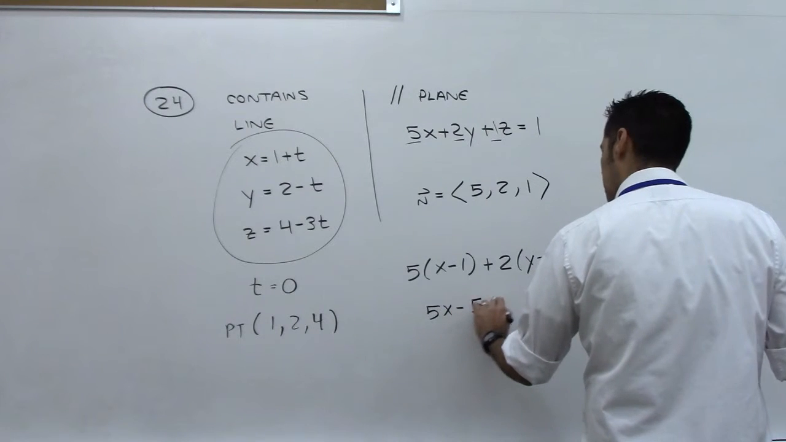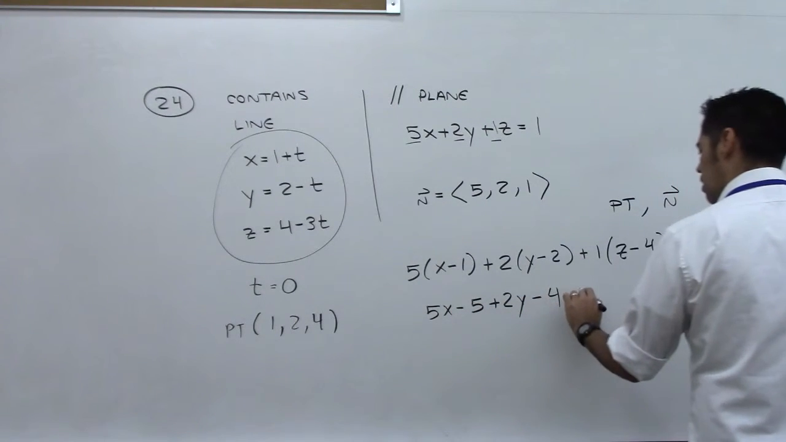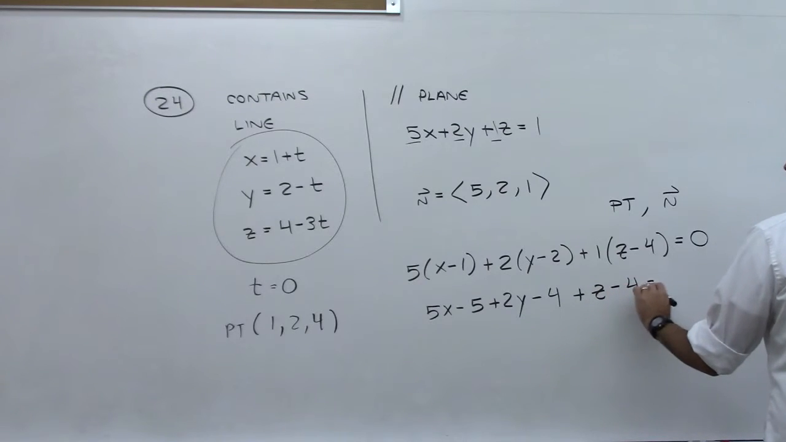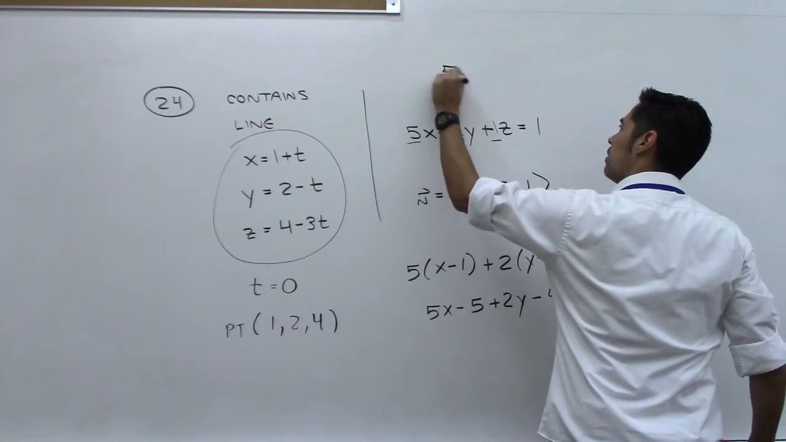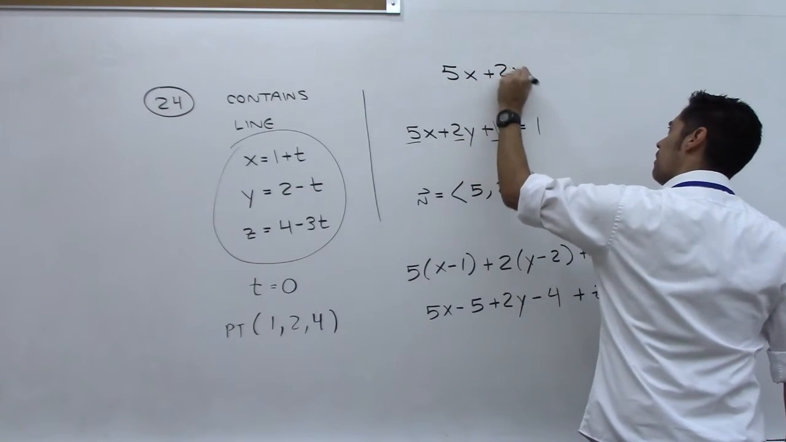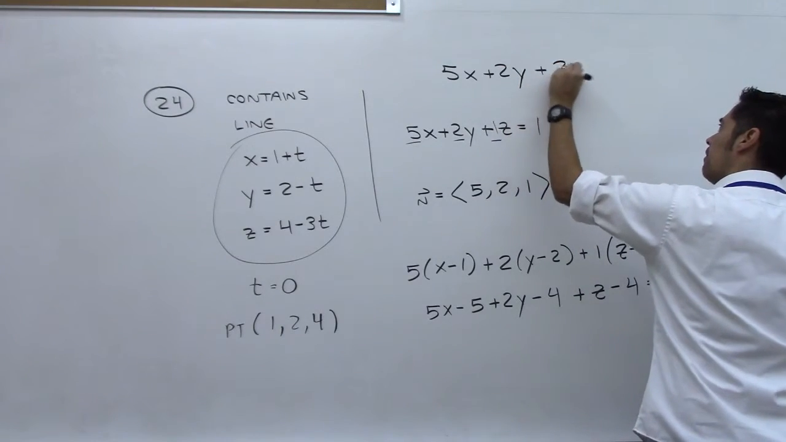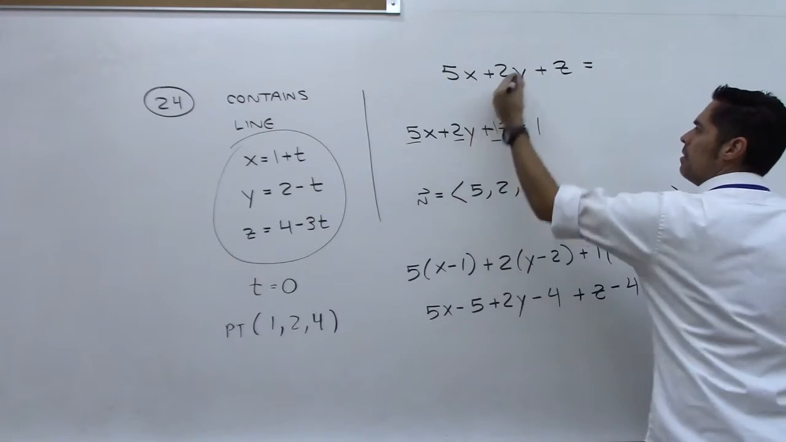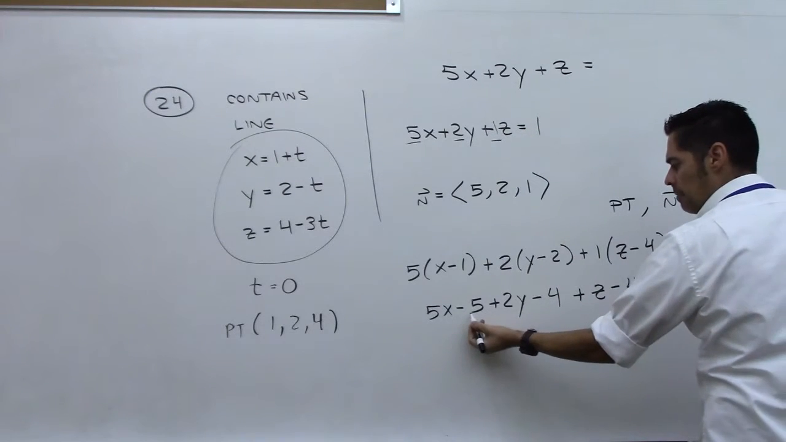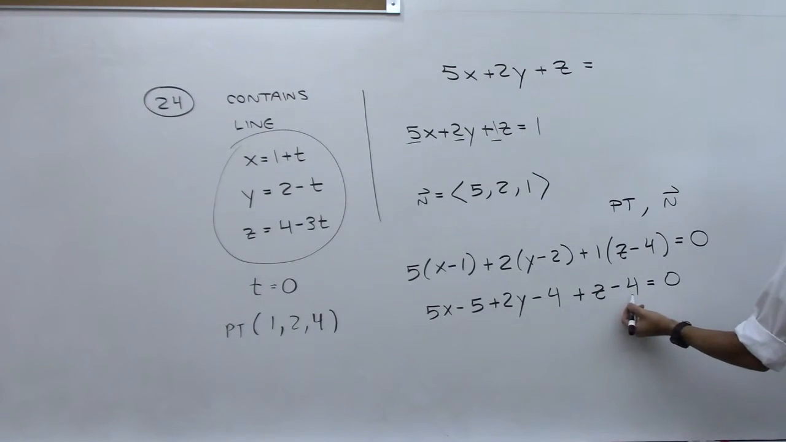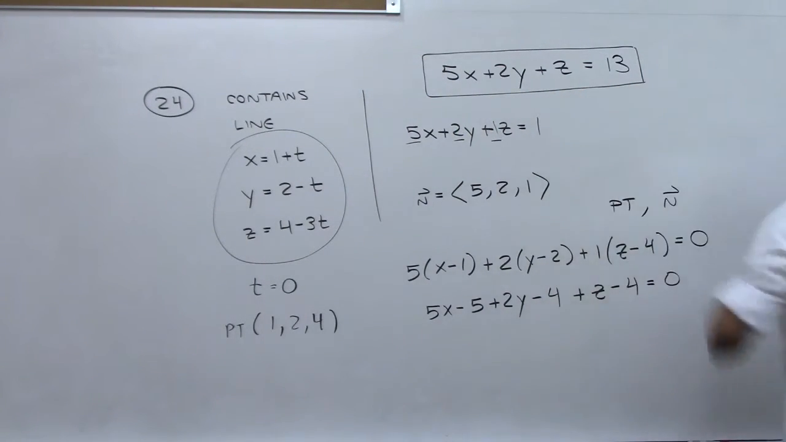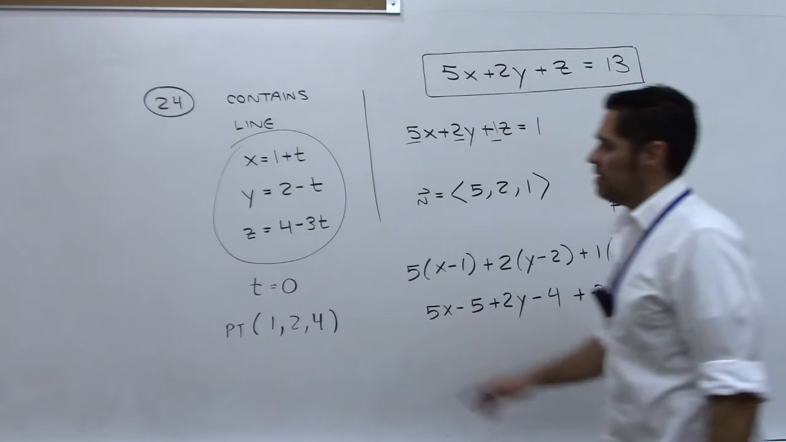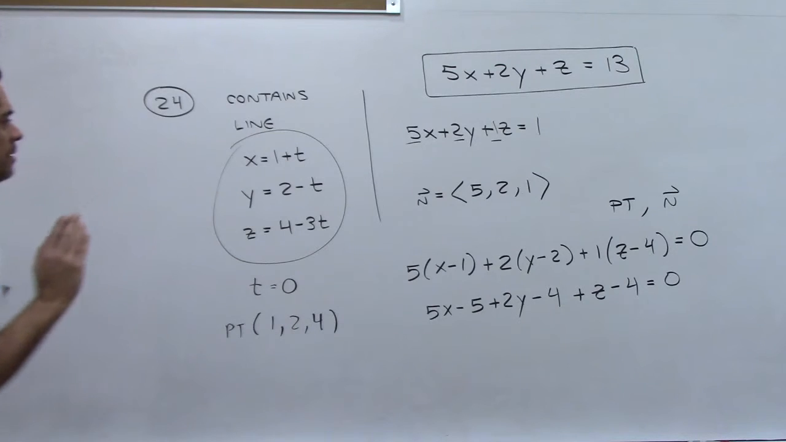Let's distribute through. 5x minus 5 plus 2y minus 4 plus z minus 4 equals 0. So we wind up with an answer of 5x plus 2y plus z equals, look, these are the same, but this number is going to be different, watch. -9 and then -13, bring it to the other side, +13. That is the equation of the plane that is parallel to this plane and contains the entire line. It's kind of amazing that that entire line is in there, huh?